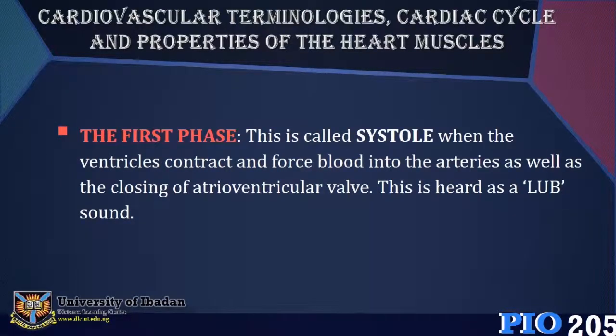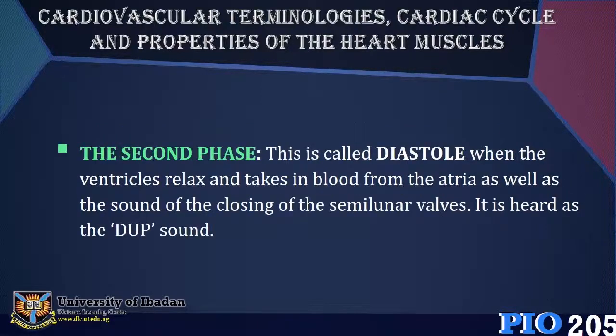The first phase is called systole, when the ventricles contract and force blood into the arteries, as well as the closing of the atrioventricular valve. This is heard as a loud sound. The second phase is called diastole, when the ventricles relax and take in blood from the atria, as well as the sound of the closing of the semilunar valves. It is heard as the dub sound.